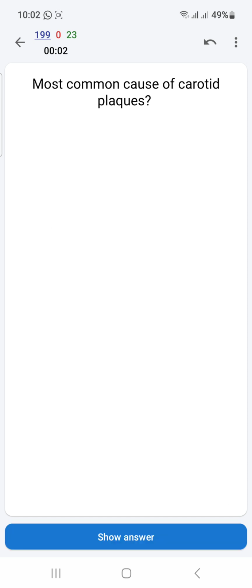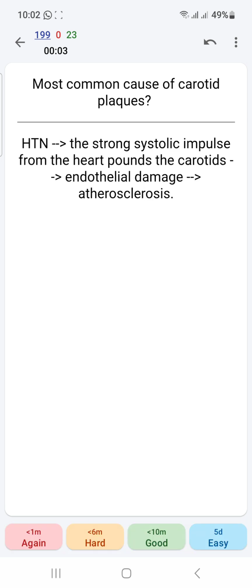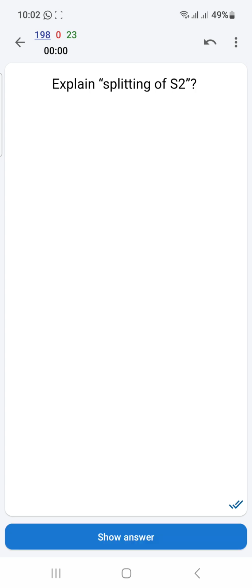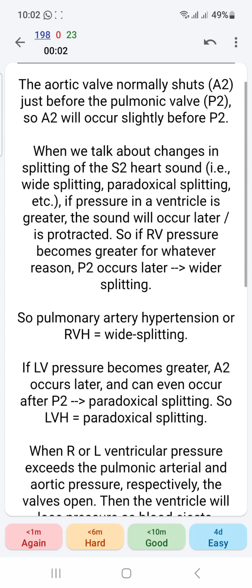Most common cause of carotid plaques is hypertension. The strong systolic impulse from the heart pounds the carotid, causing endothelial damage. Atherosclerosis. Easy. Explain the splitting of S2.